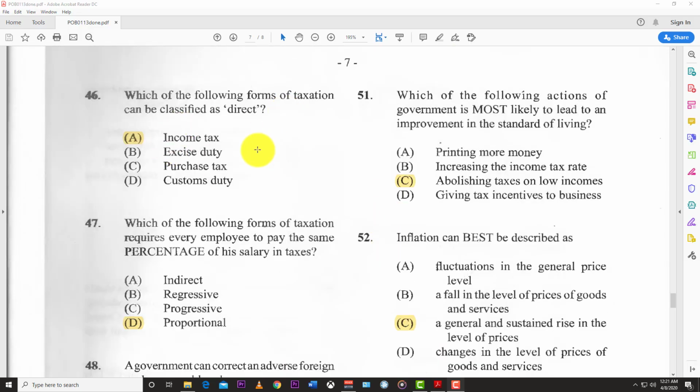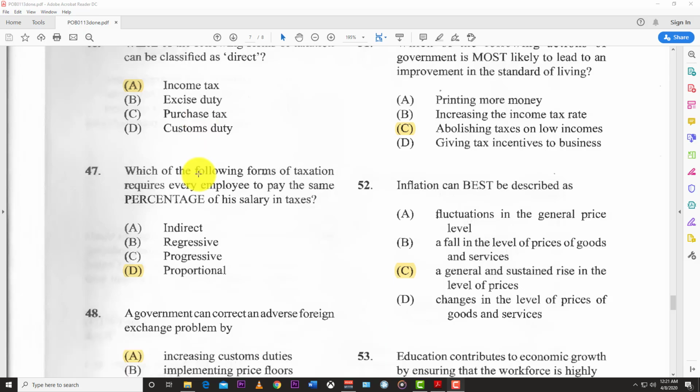46, which of the following forms of taxation can be classified as direct? That means it comes directly from your income, and of course that's income tax. All these other taxes are consumption taxes. They are paid when you purchase or consume something.